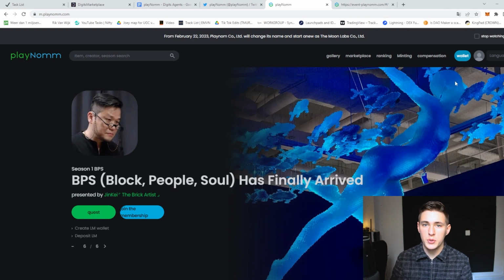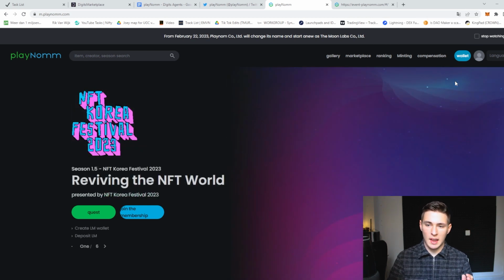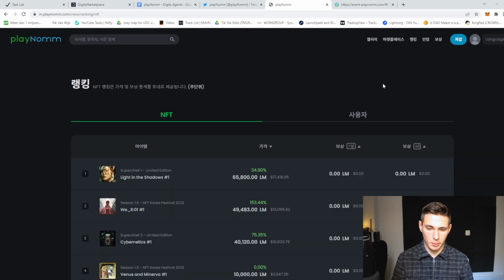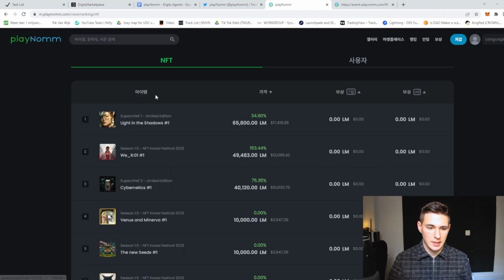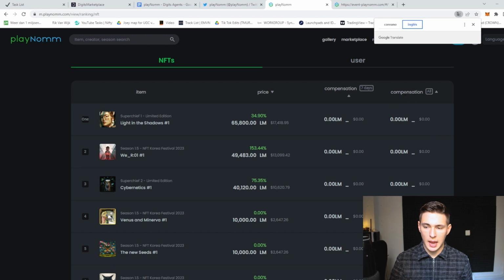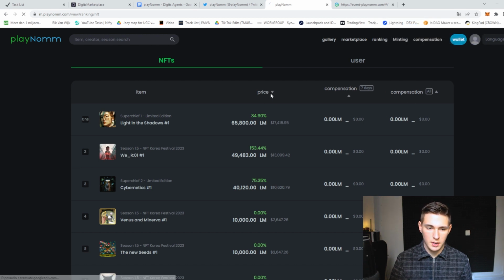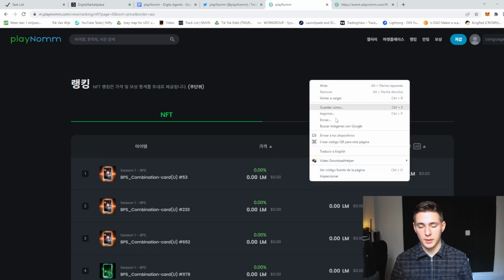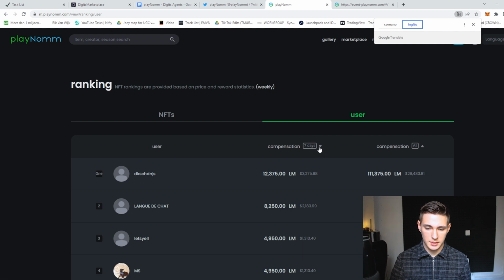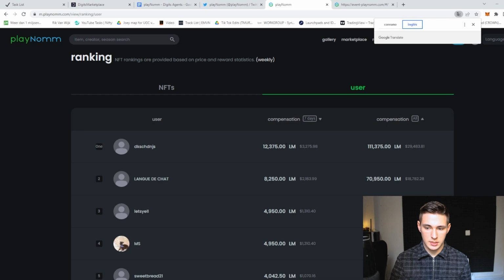They also have a couple of other utilities and fun stuff to do on their website. They have a gallery, a ranking place, minting and compensation. If you go over to the ranking page, what we will see is the top, how would you say that? I don't actually know what they're ranked on. Let's see. Prize compensation. So they're ranked mostly on their prize over here. You can also go by lowest, which, why would you want to see the bottom of a ranking list? So those are the users, but you can also take a look at the ranking for the players or the participants. And there you can see their compensation. So the highest amounts in compensation based on price and reward statistics.